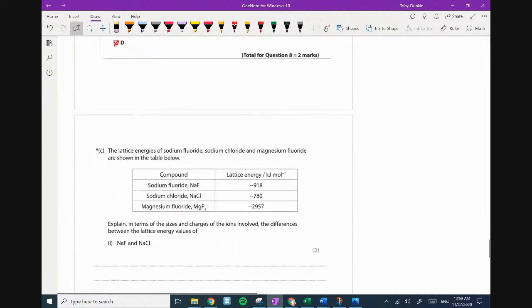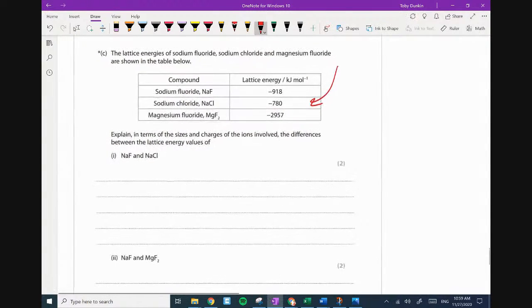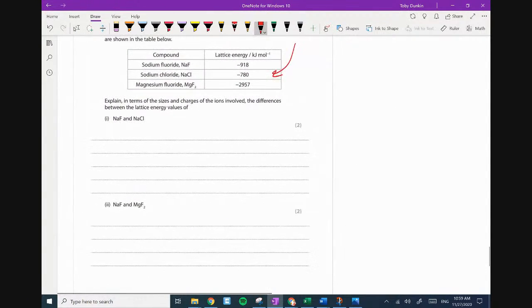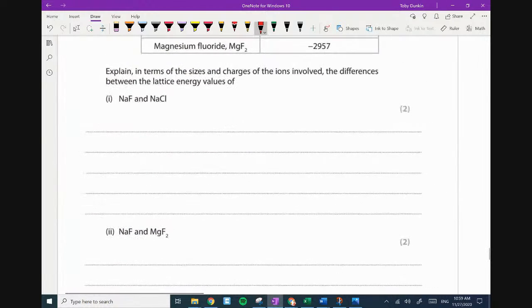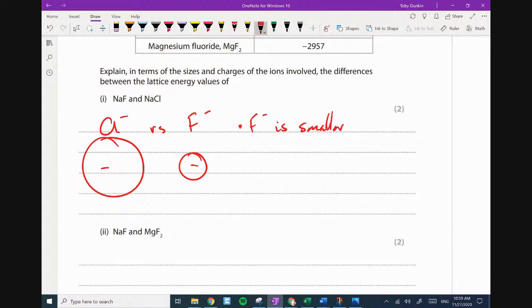Next. Lattice energies. Lattice energy is the equivalent of melting points. Look at it like that. I've done this one with you guys already, actually. In this case, Cl- versus F-. Same charge, but F- is smaller than Cl-. Stronger electrostatic attraction. We're done. Isn't that cool?